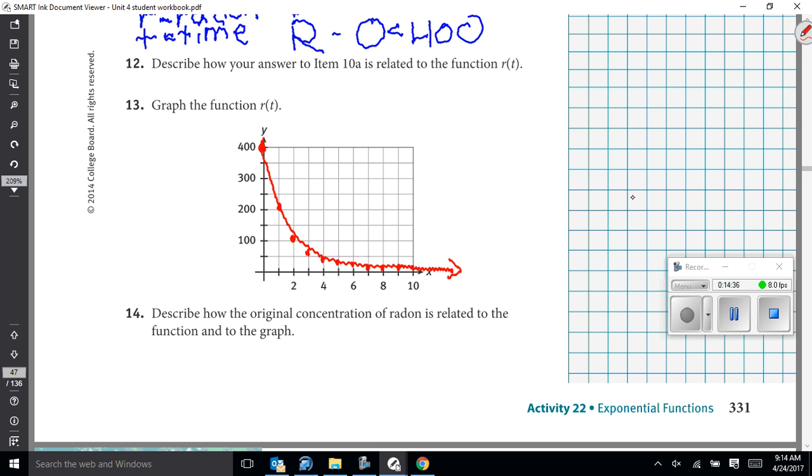So how is the original concentration of radon related to the function? It's our starting point, and is it our max or min? It's our maximum amount, right?